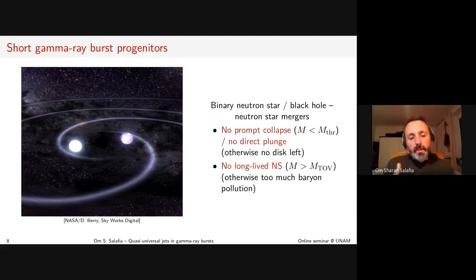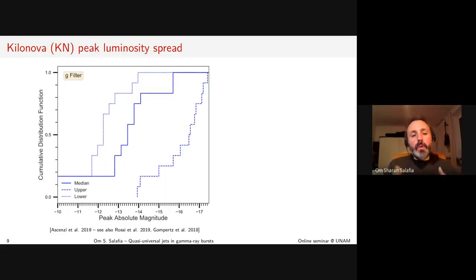So these elements suggest that the progenitors of short gamma ray bursts also need to span a quite narrow parameter space in terms of, for example, masses of the components. And another way to look at that is to look at the distribution of luminosities of kilonovae. Kilonovae are something like faint, low mass supernovae. So they are nuclear decay powered transients, but they are produced by the outflows launched after the merger of two neutron stars or of a black hole and a neutron star.